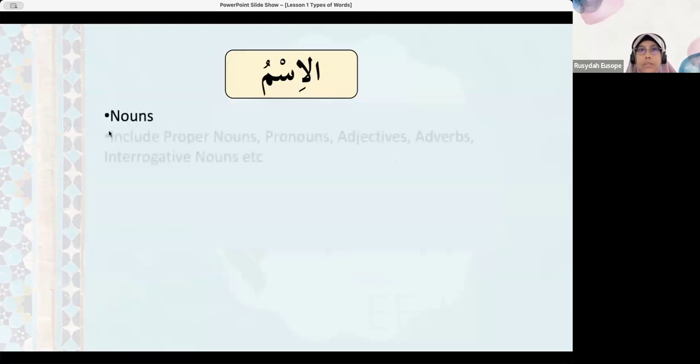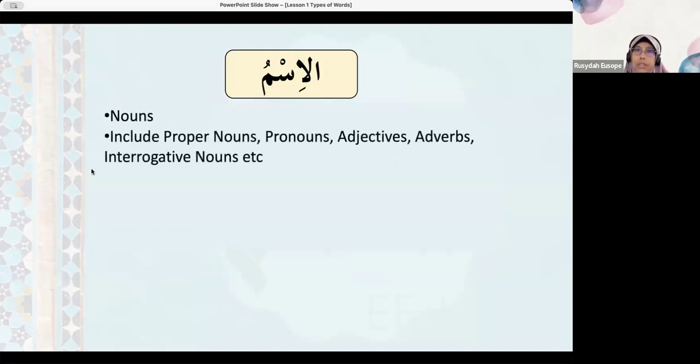So what is isim? Isim in English is translated as nouns, and it includes proper nouns, names of people. What are some names that you can think of? You can just unmute and share your answer. What are some proper nouns that you all can think of? Names of people, names of places. Maryam, yes, good, mashallah, alhamdulillah. So Maryam is mentioned in Al-Quran Al-Karim. Maryam is an example of a proper noun, and Maryam is an isim.